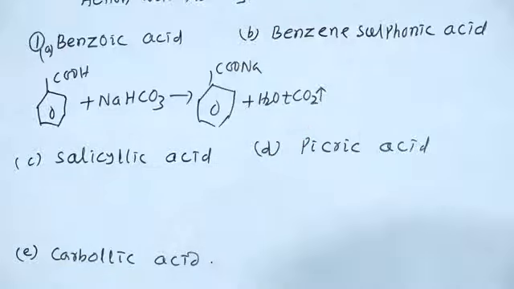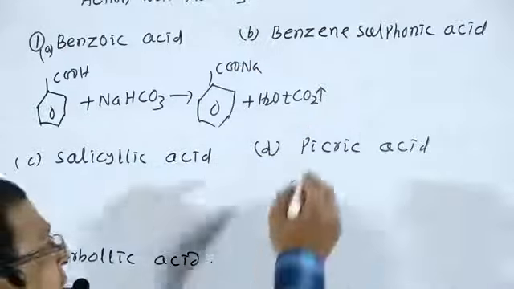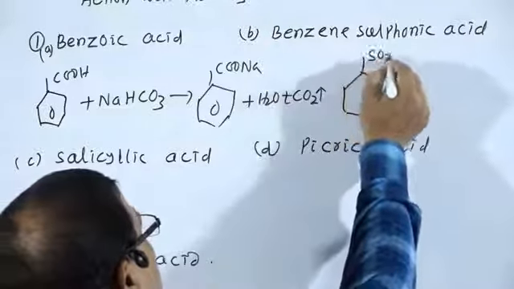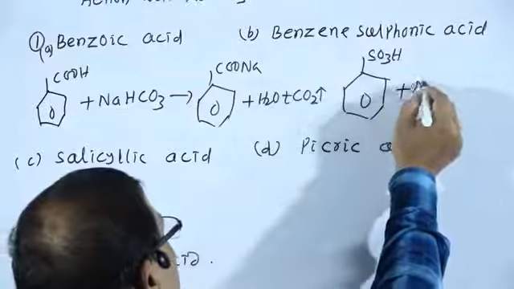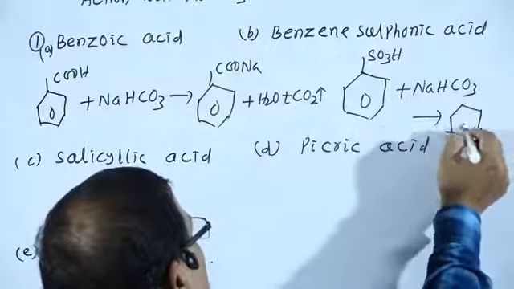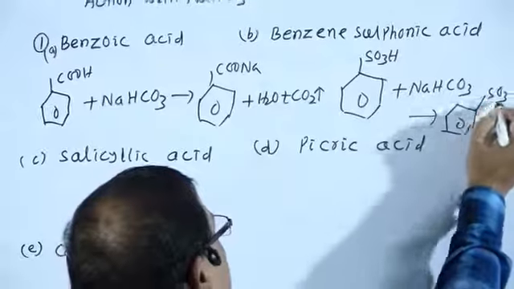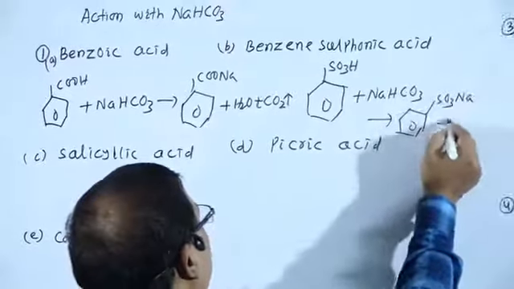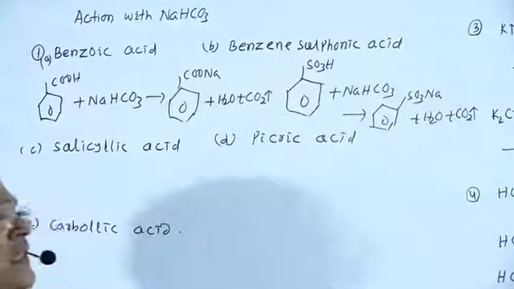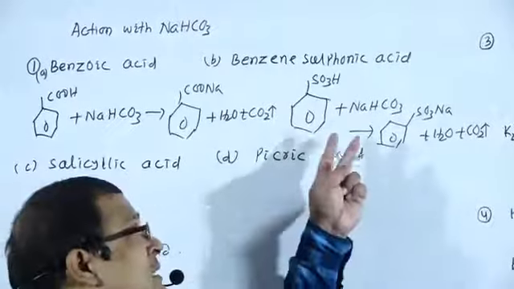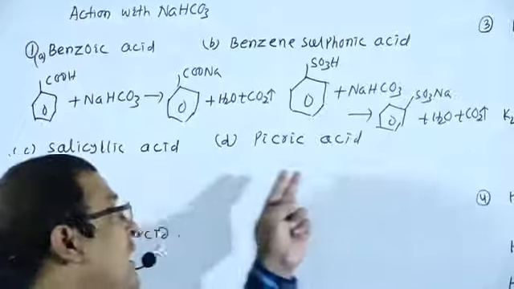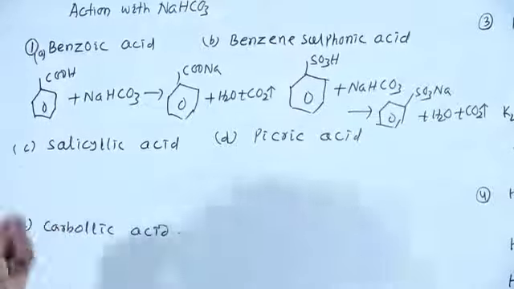If we take the example of benzene sulfonic acid, benzene associated with SO3H again reacts with sodium bicarbonate to form benzene containing SO3Na, water and carbon dioxide. That means benzene sulfonic acid again responds to sodium bicarbonate, with the release of carbon dioxide gas. Then what about the third one, salicylic acid?